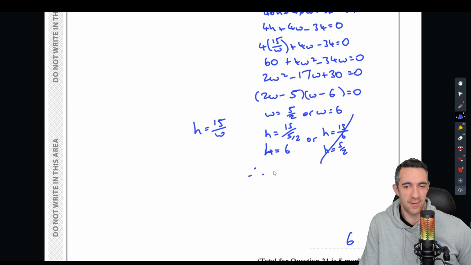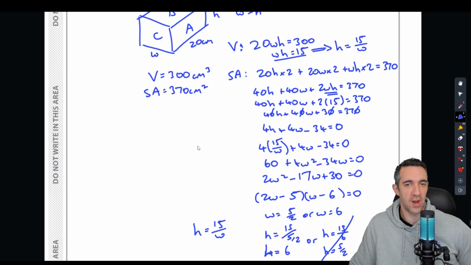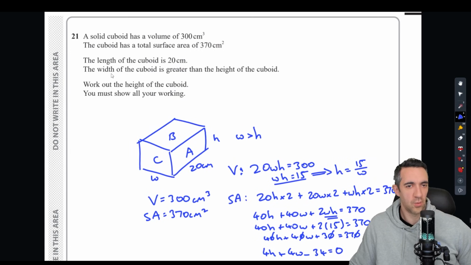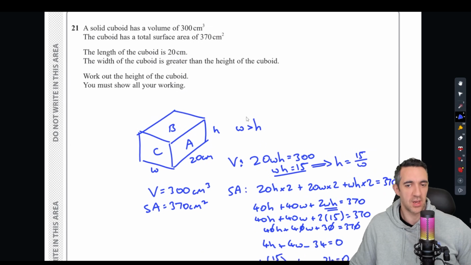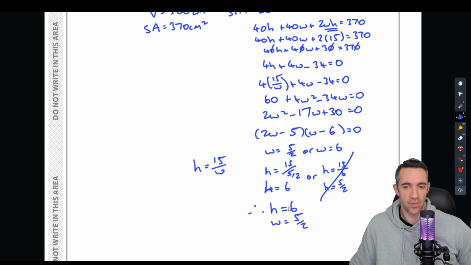So I therefore have height equals 6 and width equals 5 over 2. I'm ignoring or getting the wrong way around. I just want to make sure this is right. The width of the cuboid is greater than the height. The width is greater than the height. Yeah, I've definitely got the height greater than the width.